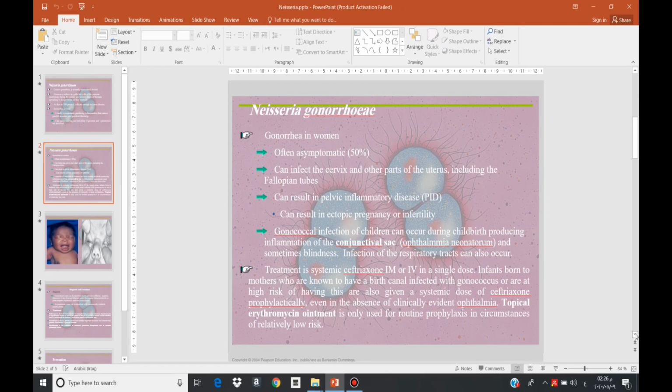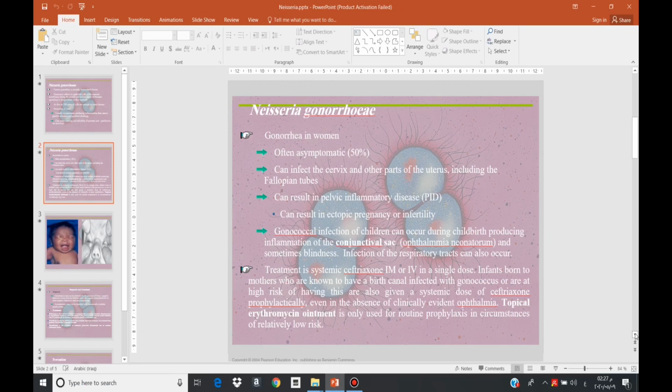Also the neonate or baby when pass in normal vaginal delivery pass through the infected birth canal, so the bacteria transmitted from the infected birth canal to the neonate and lead to the inflammation of the conjunctival sac. A disease called ophthalmia neonatorum and sometimes lead to the blindness, and sometimes the bacteria produce respiratory tract infection in the neonate.